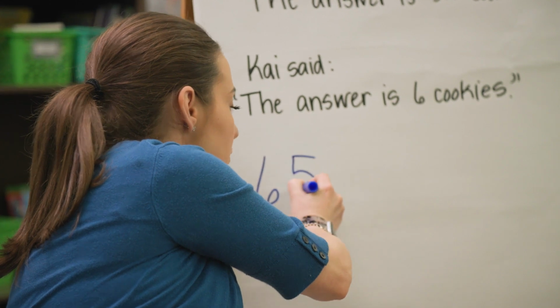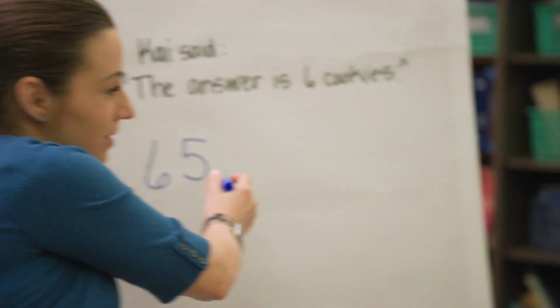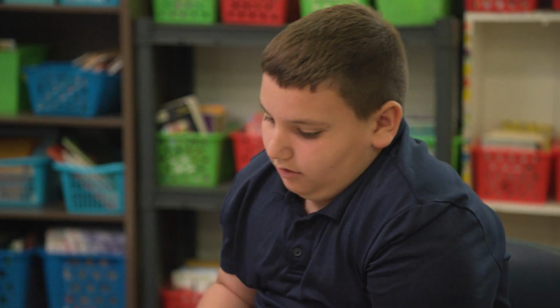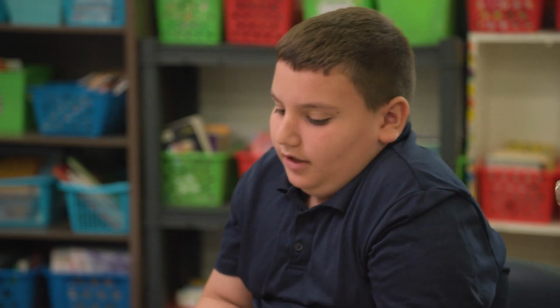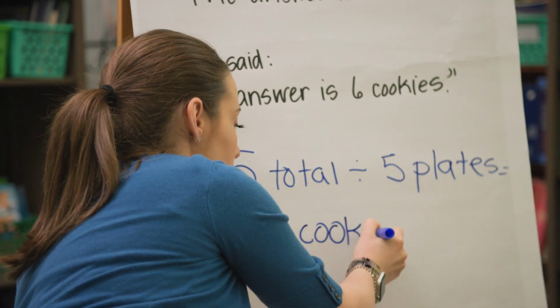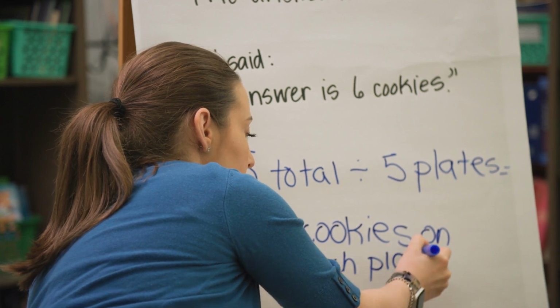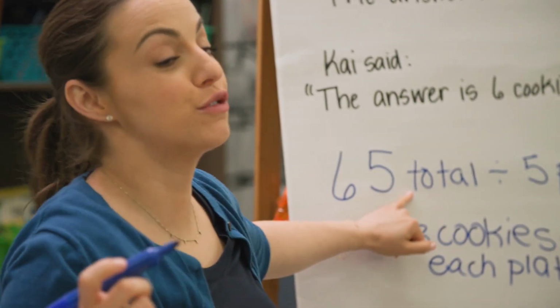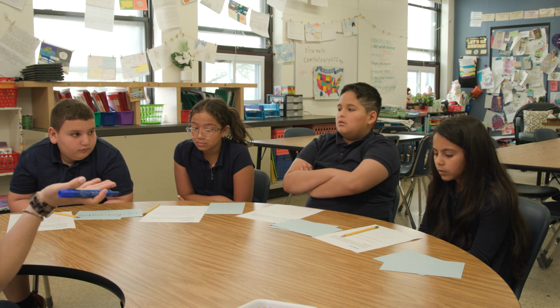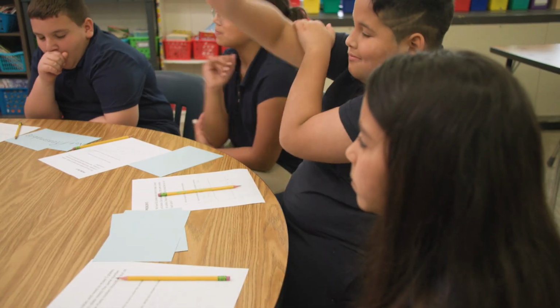So we would have to put 13 cookies in each plate. Can someone help me to write the labeled equation? And I love how that's what you did on your paper. Will you read what you have for us? 65 total divided by 5 plates equals 13 cookies in each plate. And can you help me? 65 total. What did we have 65 of? Cookies. Okay.